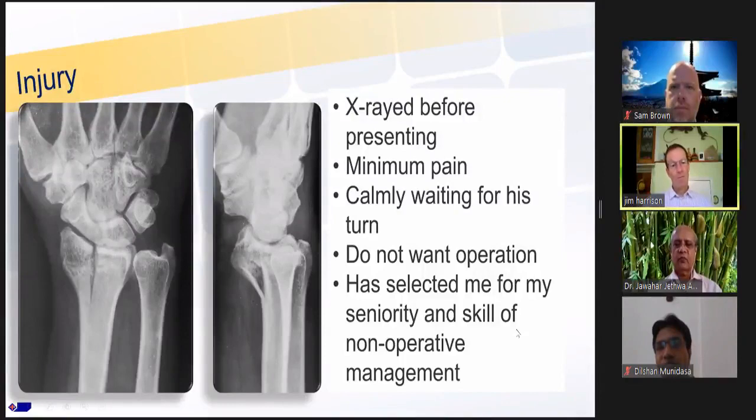And then obviously the molding of the cast around that to try to retain the radiocarpal alignment so he doesn't get that redisplacement in the palmar direction. I think that's important. And congruity of the distal radio-ulnar joint I would expect to be quite good in this fracture, and that's very important, and that's going to be a good marker of potential success in non-surgical treatment.